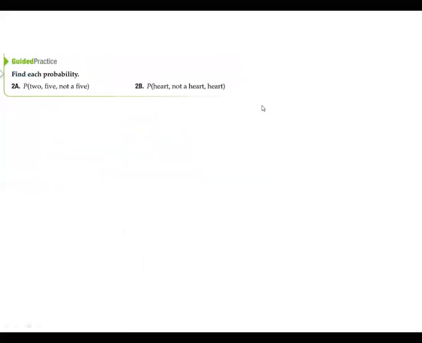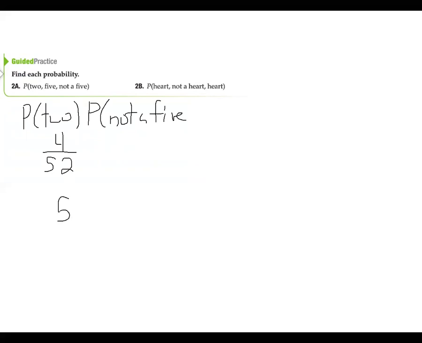All right. So let's find each probability. The probability of picking a 2 is 4 out of 52. And the probability of picking not a 5. Now that'd be 52 minus 4 cards that are not 5s minus the 1 card you already picked. So that would be 47. So it'd be 47 out of 51.